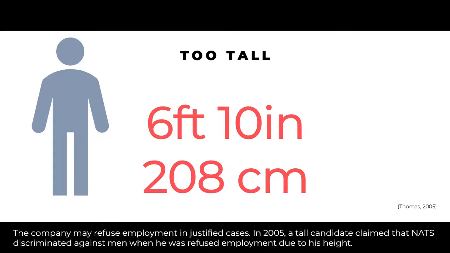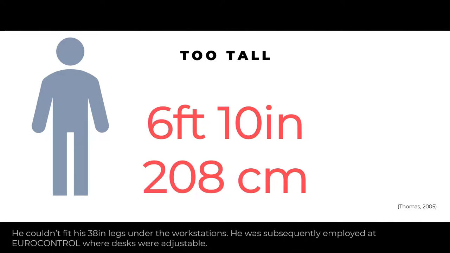The company may refuse employment in justified cases. In 2005, a tall candidate claimed that NATS discriminated against men when he was refused employment due to his height. He couldn't fit his 38-inch legs under the desks. He was subsequently employed at Eurocontrol, where desks were adjustable.